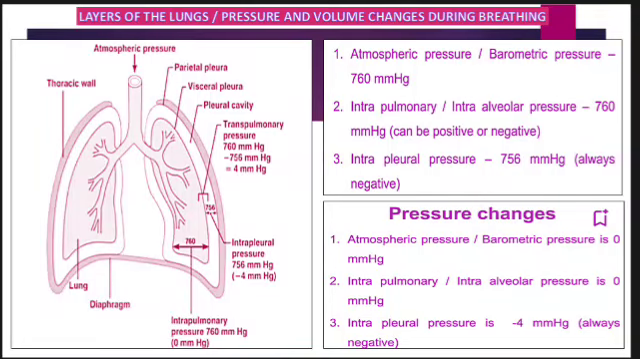Intrapleural pressure? 756 millimeters of what? Mercury. What is the value for atmospheric pressure? 760. And we said mathematically intrapleural pressure is equal to what?